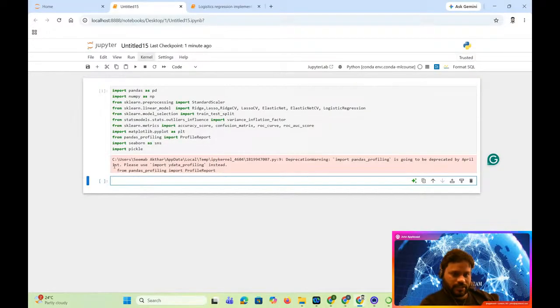See, it says use template in the environment. It means from pandas profiling import ProfileReport. This is the very important pandas profiling. For this you have to set your environment, and how to set your environment I have already told you.